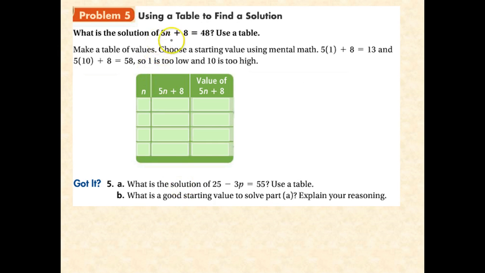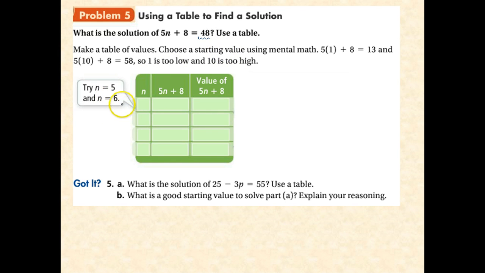What is the solution of 5n plus 8 equals 48? We can use a table. So let's make a table of values. Choose a starting value using mental math. So we got 5n plus 8. So if we pick n equals 1, 5 times 1 is 5. 5 plus 8 is 13. Well, that's kind of low. We're looking for 48. Well, what about 10? 5 times 10 is 50. 50 plus 8 is 58. That's kind of a little too high. So probably going to be a little closer to 10 than it is to 1. So what we'll do is we'll pick some numbers in between.